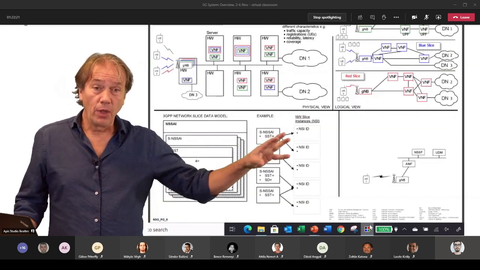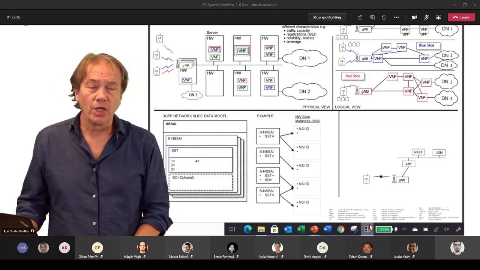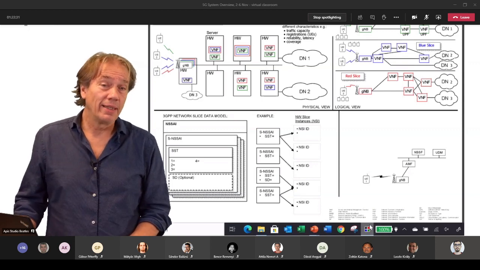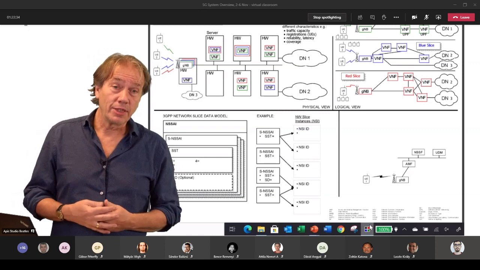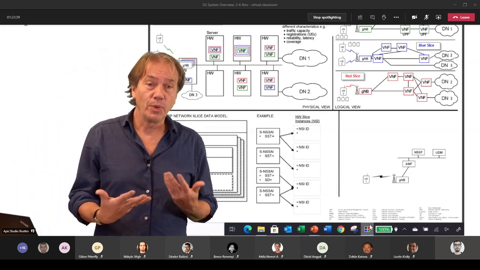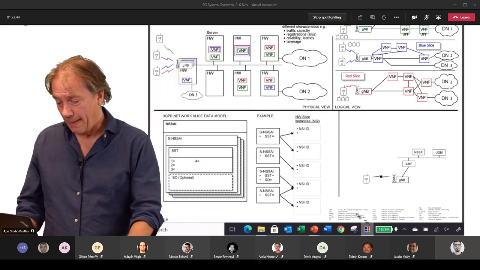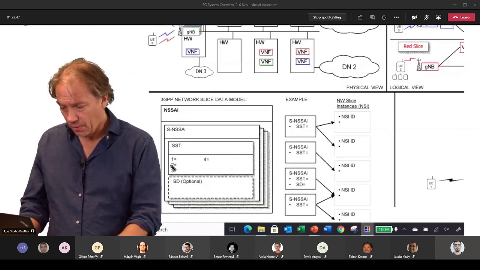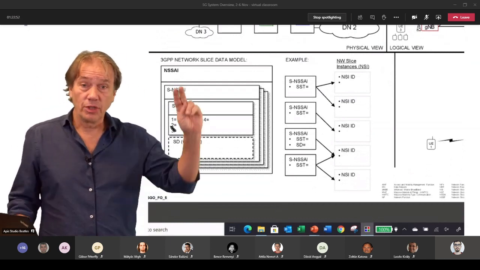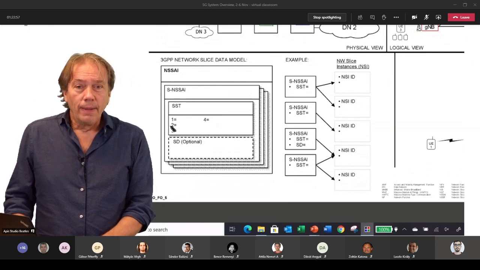So what we will do in the lower part of the picture is to take a look at some slice identities. Because like I said, in the real world, the slices will not be named after colors. The slices will have other identities. Yeah, this is some type of slice data model, if you like.